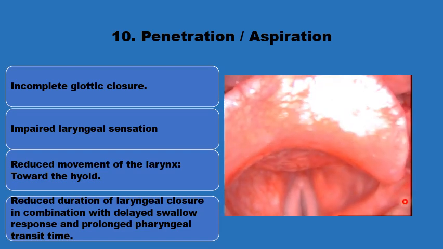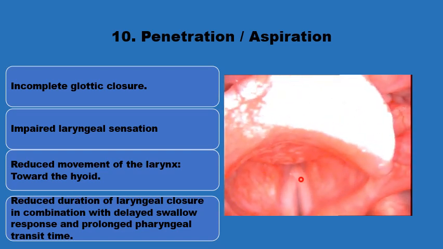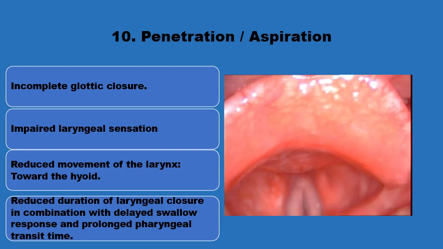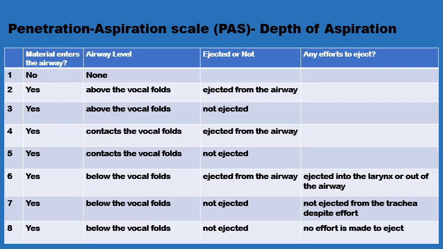If there is enough residue in the hypopharynx when the glottis resumes opening, there is always the chance of a spillover into the airway. If any spillover of the colored food into the airway is noted, the depth of the aspiration may be graded using the penetration aspiration scale used in the grading of the depth of aspiration in video fluoroscopy. It's an 8-point scale starting with 1 when there is no aspiration at all, to number 8 when there is silent aspiration, the colored food goes all the way below the vocal cords into the trachea and it is not ejected, there is no cough reflex.